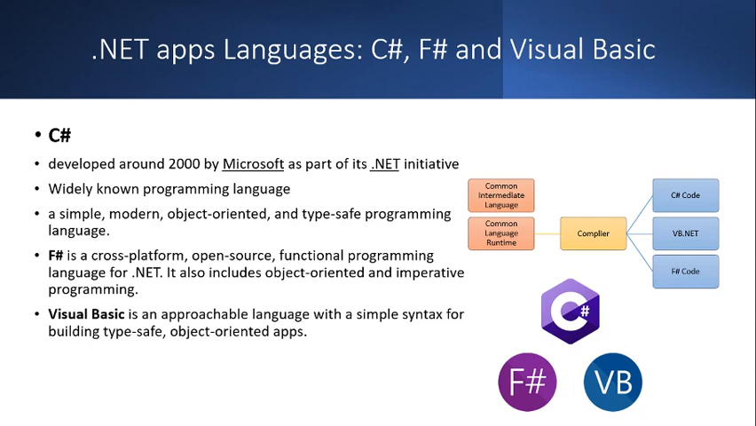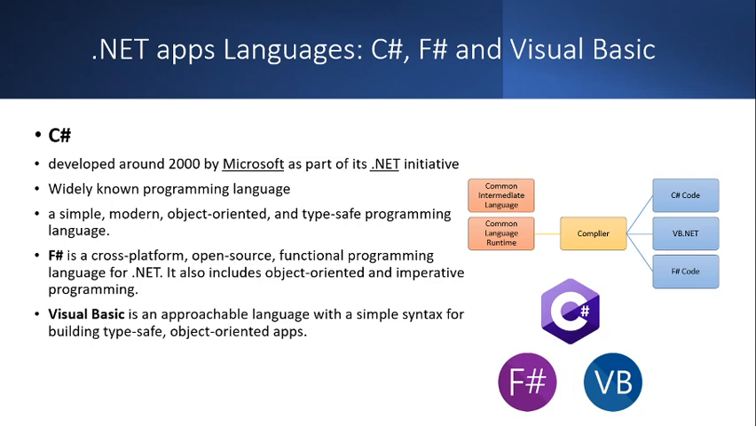Now, the languages we use for .NET applications: C Sharp, F Sharp, and Visual Basic. C Sharp was first developed in 2000 by Microsoft as a part of the .NET initiative, and it is a widely known programming language. If I say .NET developers or .NET software engineers, almost all of them know C Sharp. It is a very simple, managed, modern, object oriented, type safe programming language. It follows proper syntax, it has its own standard way of writing code.